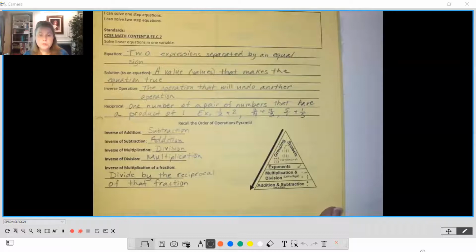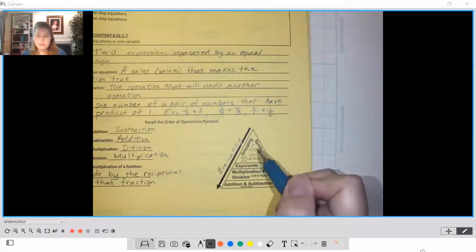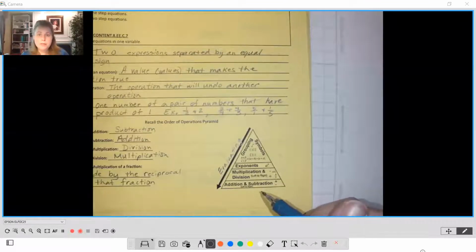All right, and then just a review of our order of operations pyramid. Okay, so when we are evaluating, so we're finding the value, we're just taking a problem with no variables in it, and we're just working it through to get a numerical answer. Okay, so this is evaluating. And we do PEMDAS: parentheses, all of our grouping symbols actually, then exponents, then multiply, divide, left to right, add, subtract, left to right.